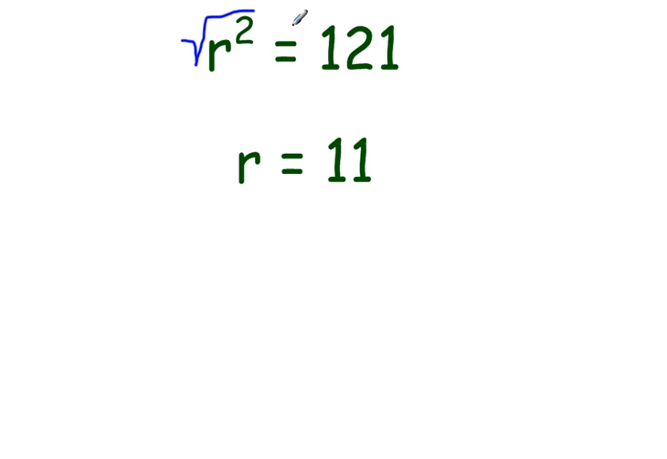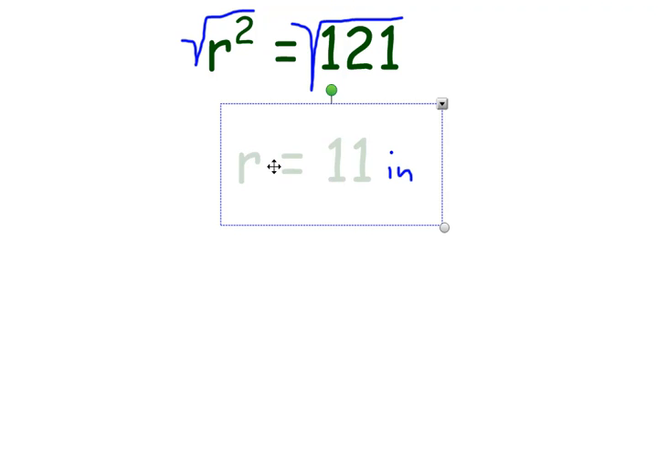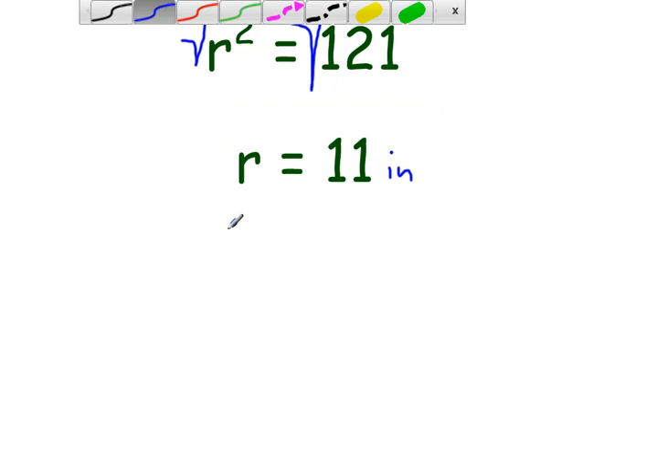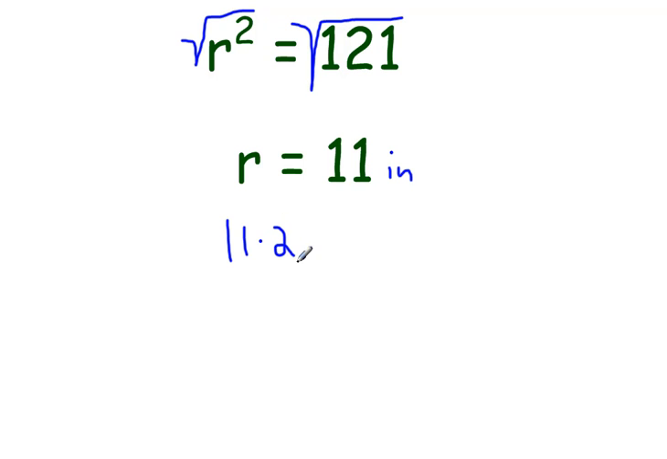Now you can use a calculator for that, or I know in my class you need to know the perfect squares up to 225, so this would be something you wouldn't have a calculator for. But the radius is 11, and let's include our units. It's 11 inches. If we want our diameter, again, it's a simple process. We just multiply it by 2. So 11 times 2 is 22. So the diameter is 22 inches. Maybe we'll put a D down here just so we can tell we have the diameter.